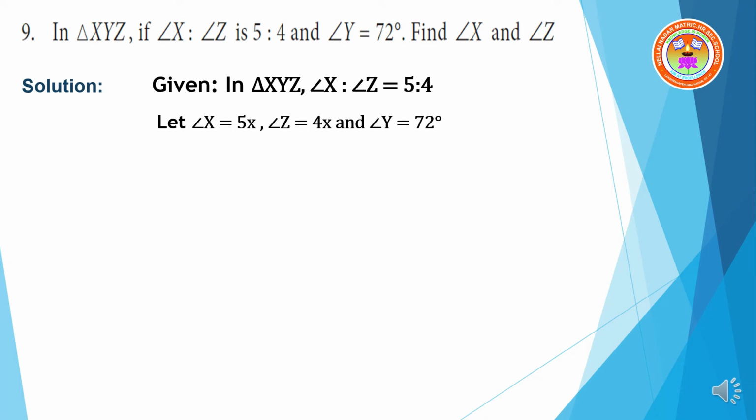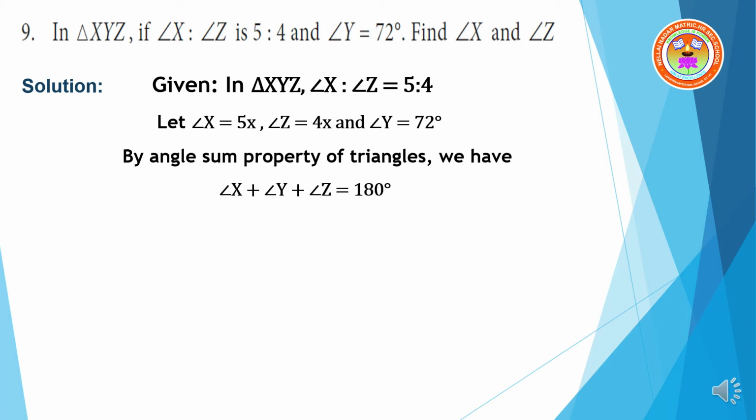Now we have the three angles. By using the angle sum property of triangles, we have angle X plus angle Y plus angle Z is equal to 180 degrees. In the place of angle X, let me write 5x. And in the place of Y, the angle is given as 72 degrees. And in the place of Z, we have 4x. So it can be written as 5x plus 72 degrees plus 4x is equal to 180 degrees. Now you have 4x and 5x.